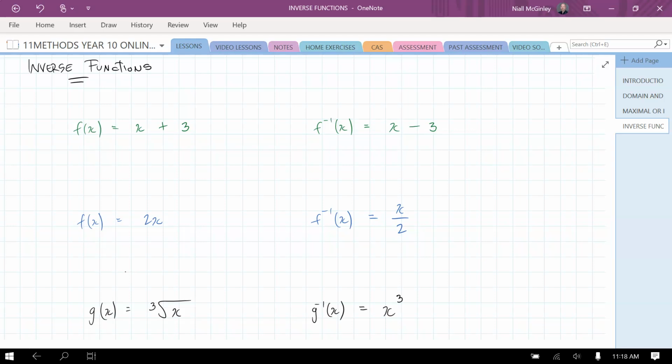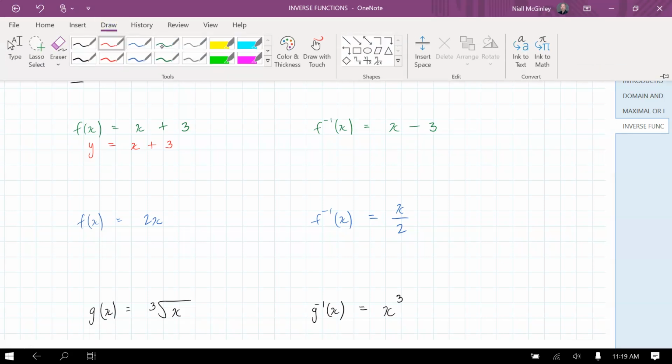So these 3 examples that I gave you here are quite straightforward. If the function is more complex, then it would be more difficult to find out what all the reverse operations would be. So the way that you actually find out the inverse is to do this. We should pick up now that f of x is just another way of saying y. So instead of f of x, y equals x plus 3.